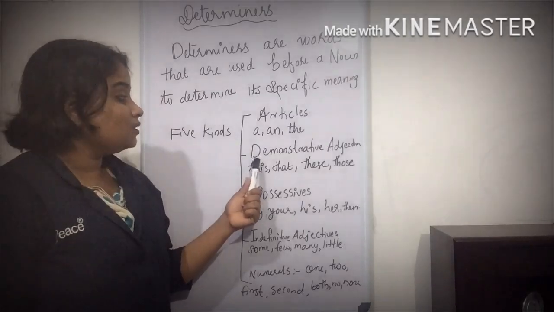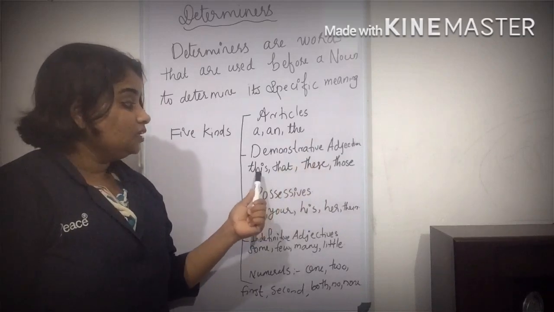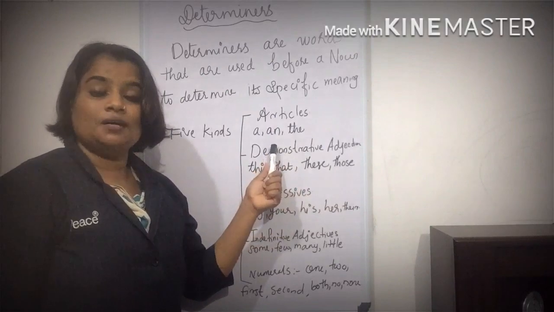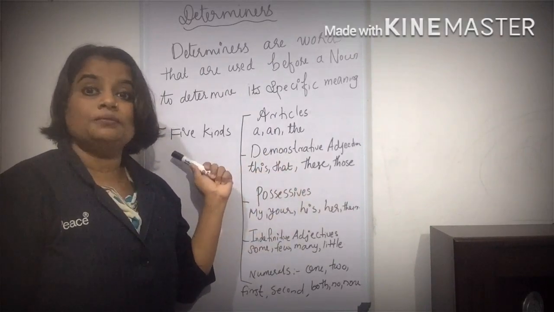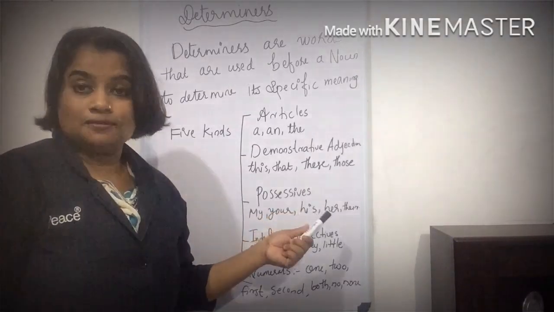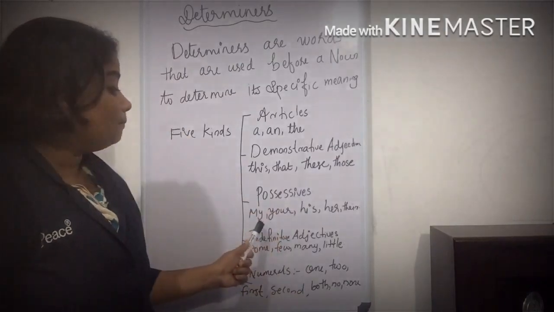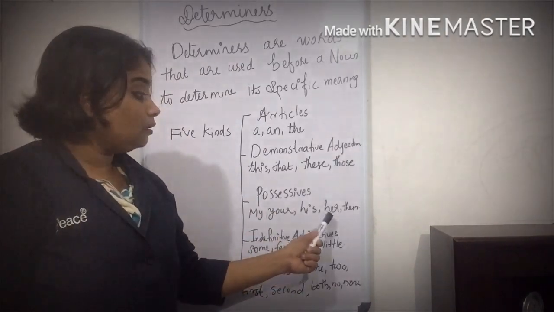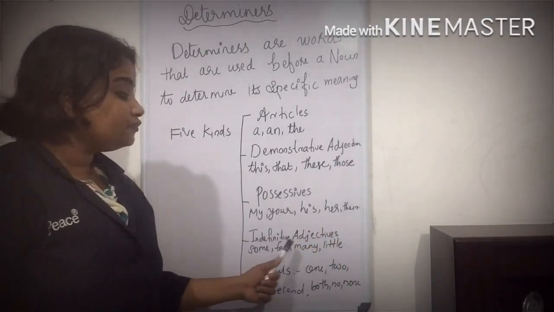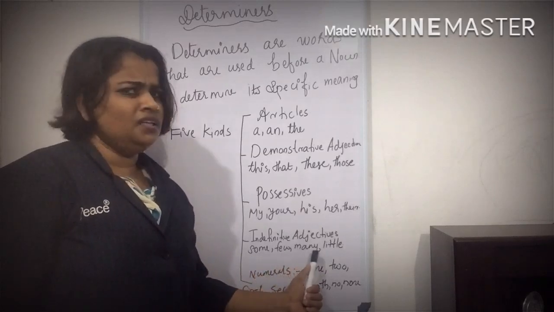The next one is demonstrative adjectives. Demonstrative adjectives are this, that, these, those. This is the second one. And the third one is the possessive case. We already discussed that in the case of the possessive: my, your, his, her and their. The fourth one is indefinite adjectives such as some, few, many, little.